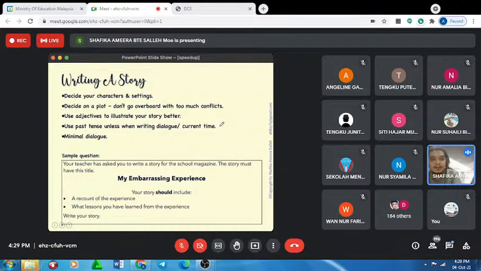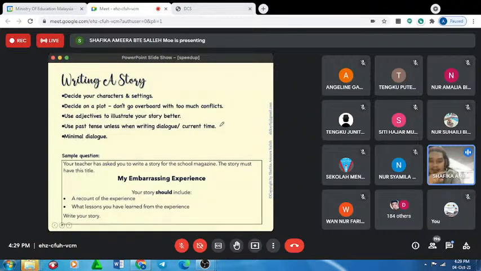Okay, and decide on a plot. Don't go overboard with too much conflicts. Okay, so percaya, most of our students, you guys here lah in this group, actually you have a lot of ideas. So sometimes when writing a story, you tend to include more than one conflict. Sometimes ada banyak sangat, 3-4 konflik dalam satu cerita. So it feels like reading a sinetron ataupun watching a sinetron kan, lepas satu masalah. Okay, so don't do that.